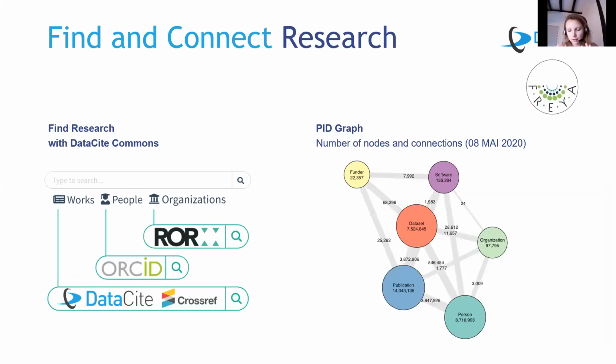As you can see on the right, this way we've started connecting datasets to publications, but also to the researchers that generated them, to the organizations that they're associated with, and to the funders that funded the research. We're now making that information available through DataCite Commons. So there's an interface where you can now access that information.